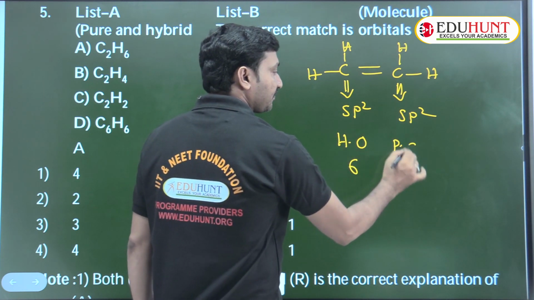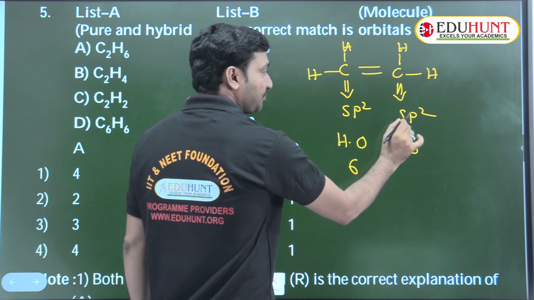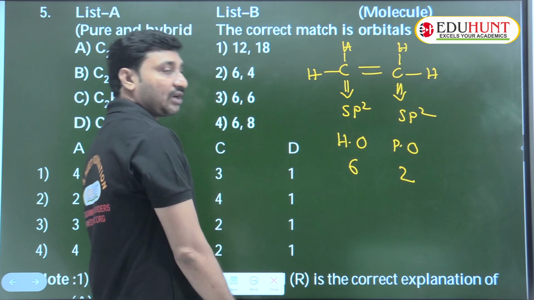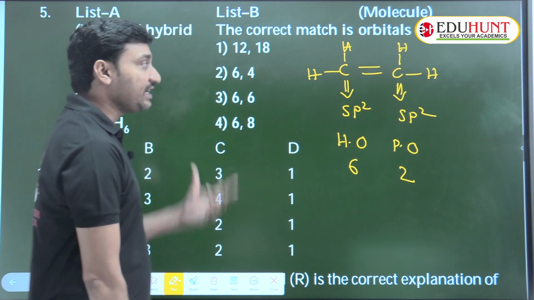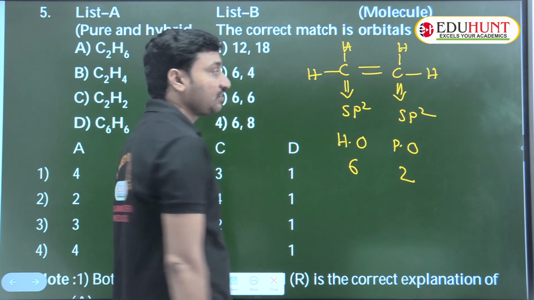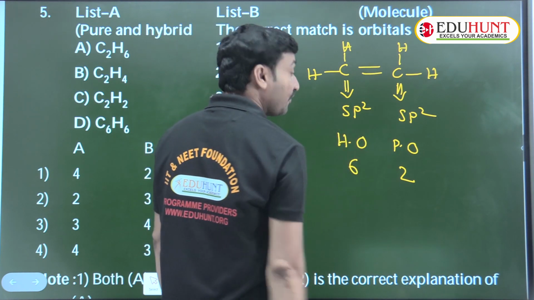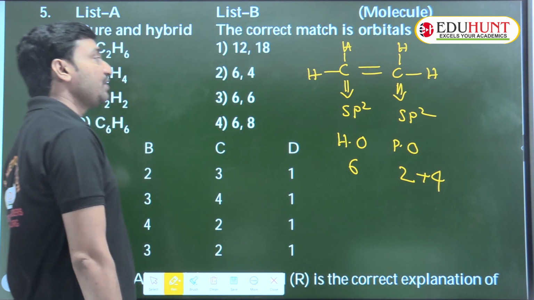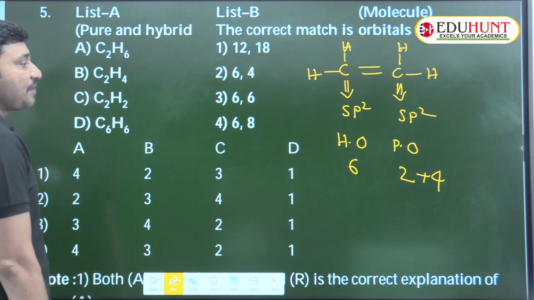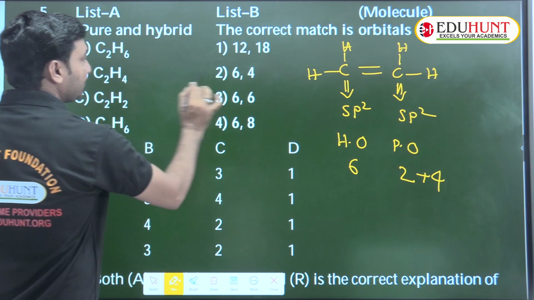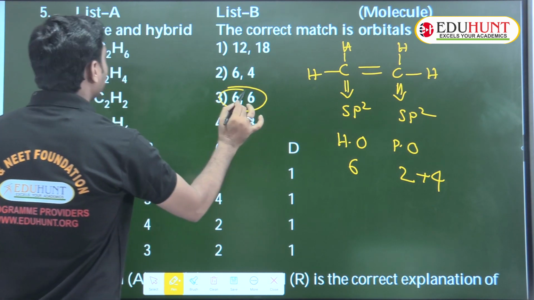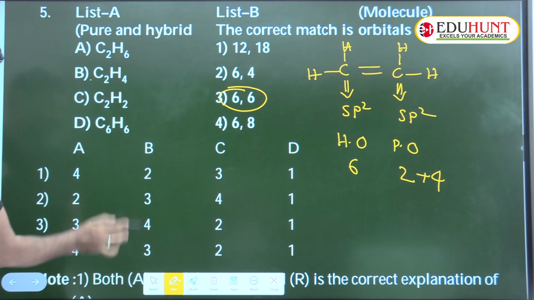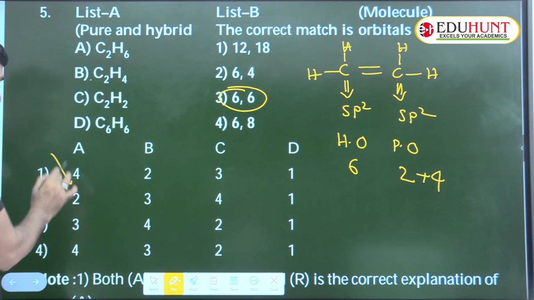Pure orbitals: here 1 pure orbital, here 1 pure orbital, total 2 pure orbitals. Each hydrogen also does not undergo hybridization, so each hydrogen has 1 pure orbital. Total 4 hydrogens, 4 pure orbitals. So 2 plus 4 is 6. Finally pure orbitals 6 and hybrid orbitals 6. So B matches with 3. Then B3, so option 1 is also eliminated.